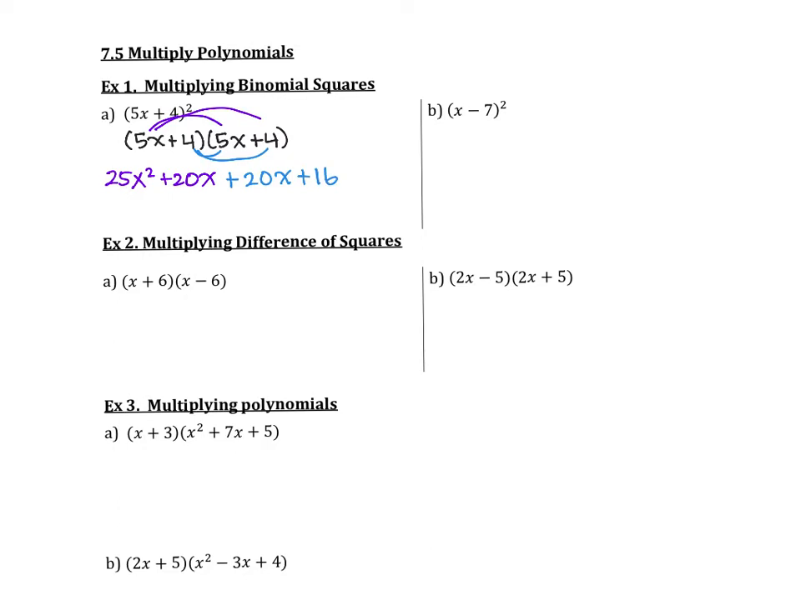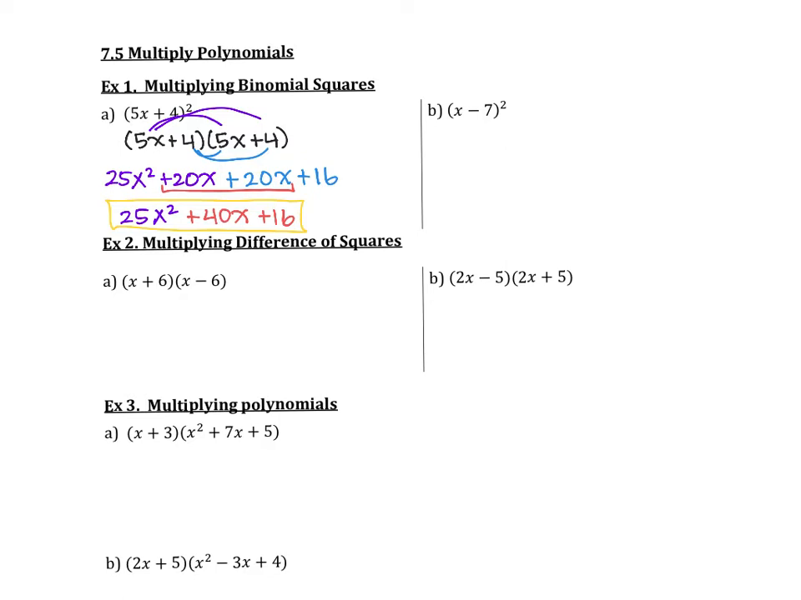And then just like last class, I just combine the like terms. So the 25x squared is fine. I have a positive 20x plus 20x, so that's going to add up to 40x, plus 16. And then just remember when you're doing these, you can't distribute the squared. You have to actually multiply it out, and you end up with 4 terms, and then you combine the like terms.